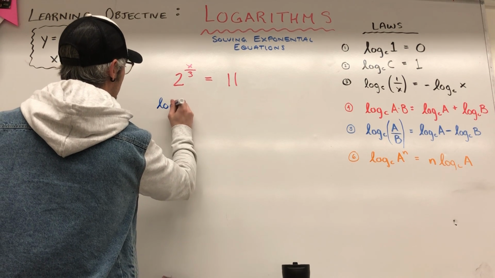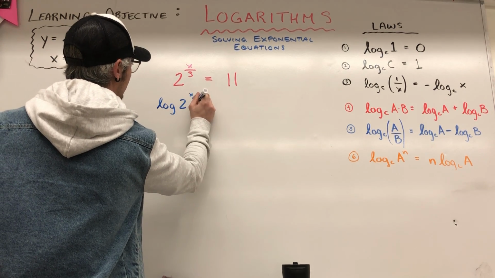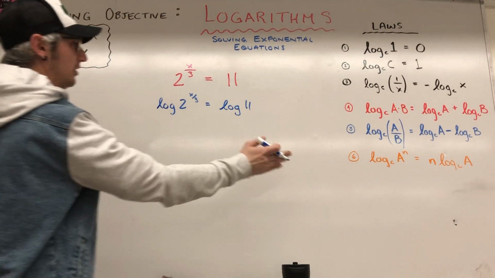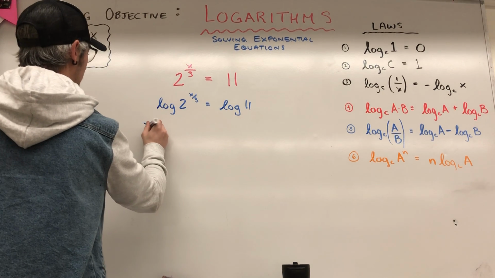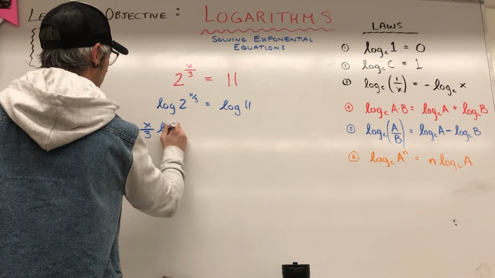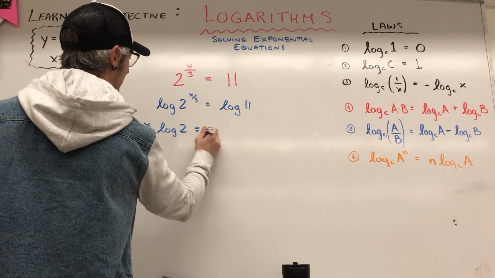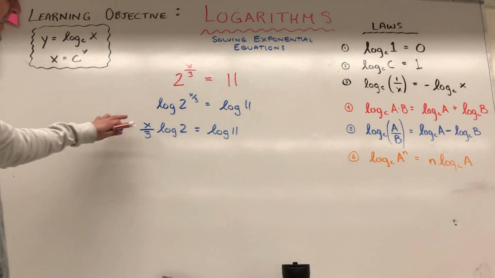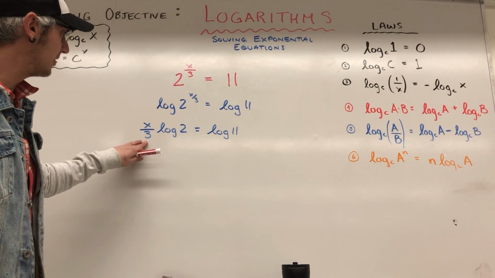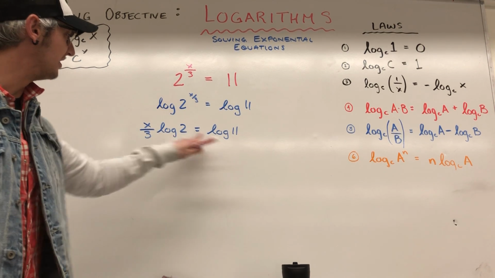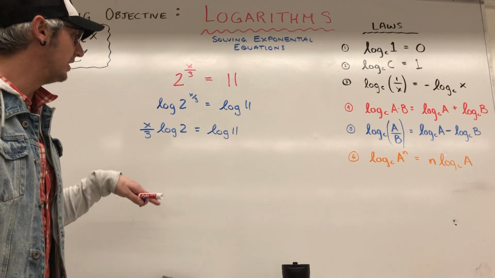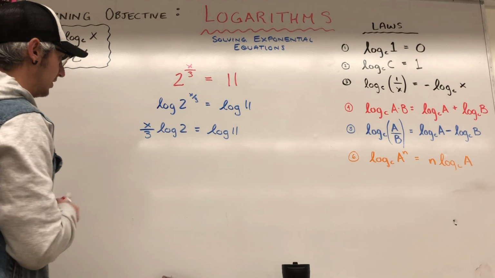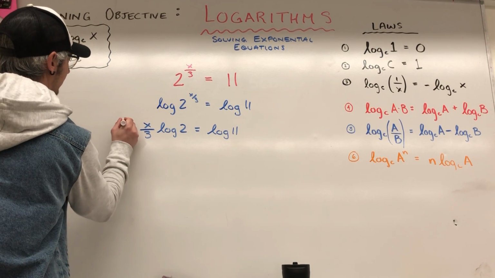Log 2 to the power of x over 3 is equal to log of 11. And then I'm going to use my rule here. X divided by 3, log 2, is equal to log 11. Now I'm trying to isolate for x. So I can either get rid of the 3 down here by multiplying both sides by 3, or I can divide by the log 2 first. It doesn't matter what order I'm going to do it in. This time around, I'm going to multiply both sides by 3 first.